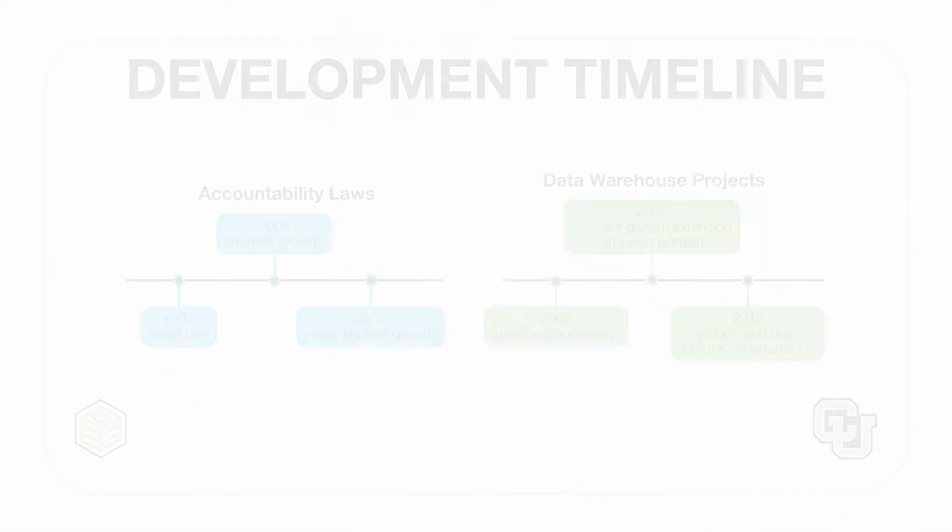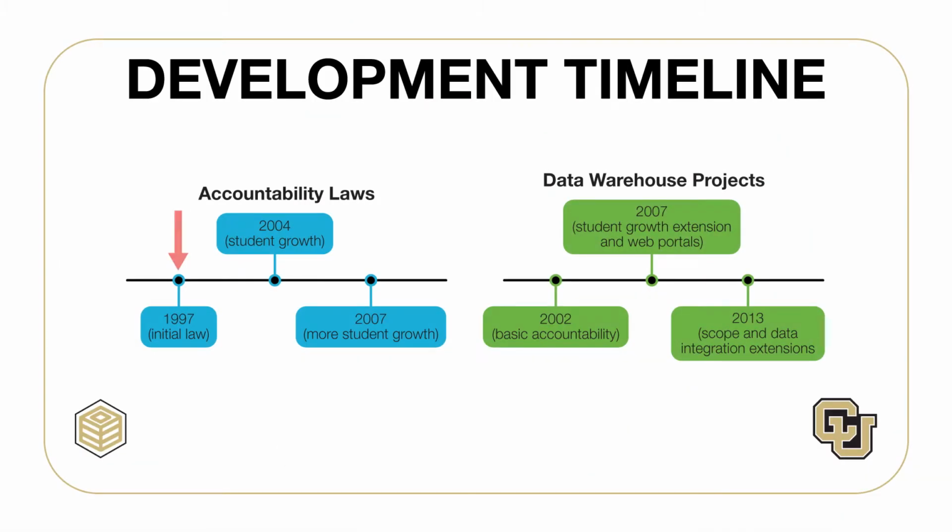The Colorado Education Data Warehouse was developed in response to public concern and related legislation about accountability and student growth in K-12 education. In Colorado, a 1997 law required the development of accountability systems for K-12 education. This law was extended in 2004 and 2007 to measure student growth, not just student achievement at a point in time. The original Education Data Warehouse was developed beginning in 2002 to support education accountability.